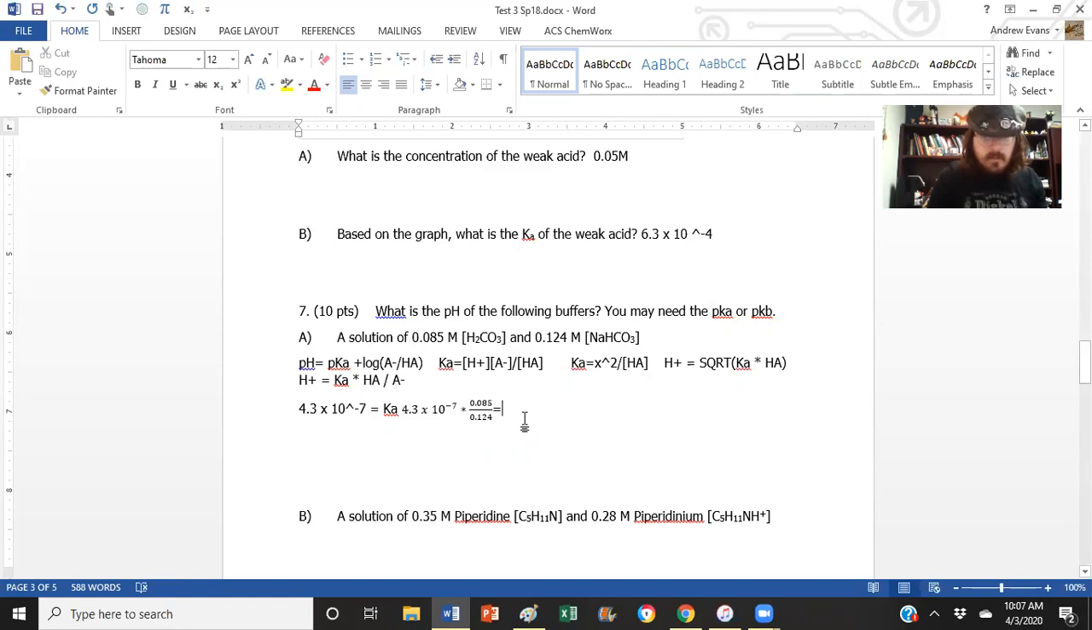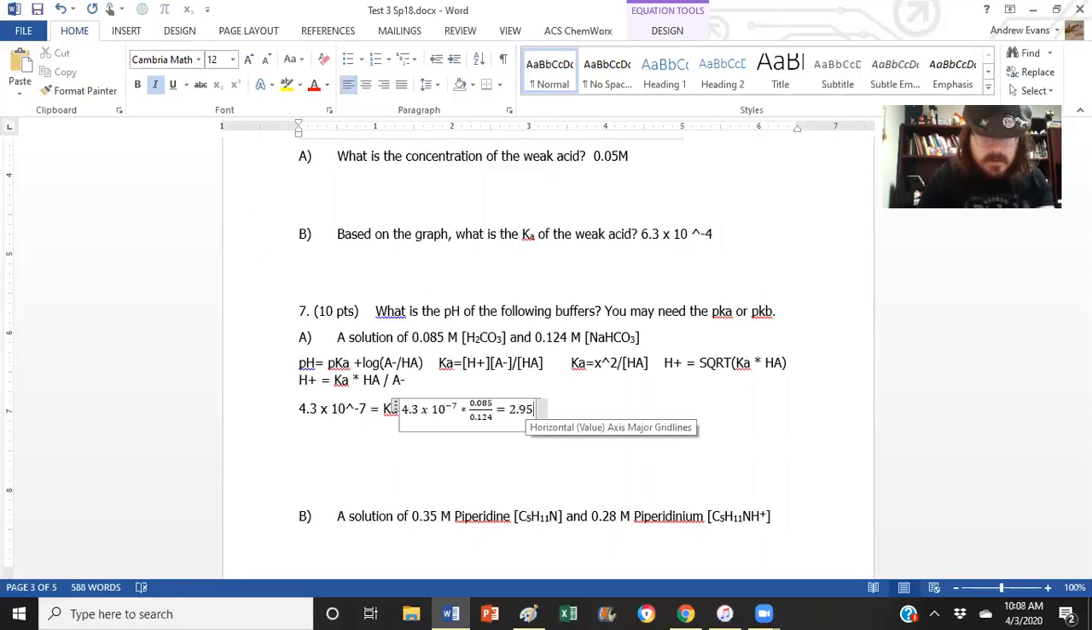0.085 divided by 0.124 times 4.3 times 10 to the negative 7. That gives us an H plus of 2.95 times 10 to the negative 7. Which, that's our H plus.